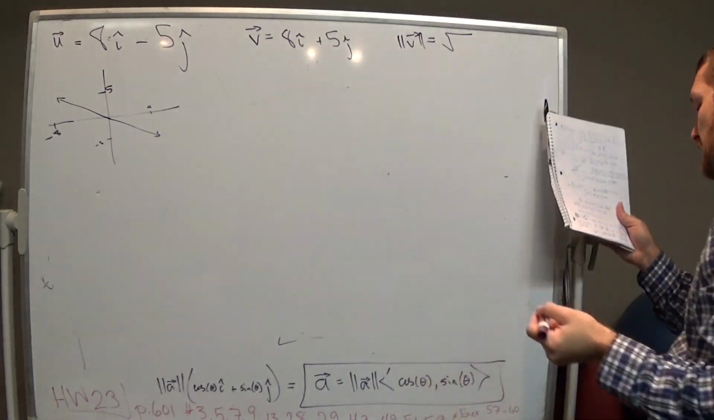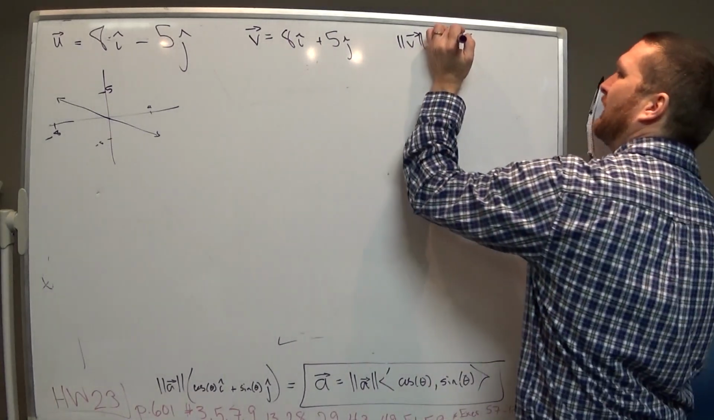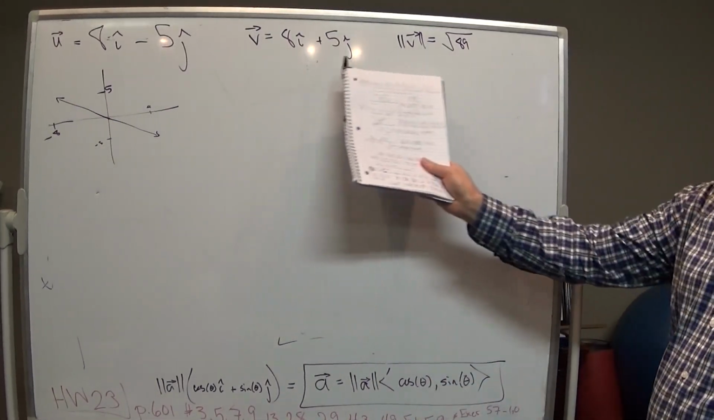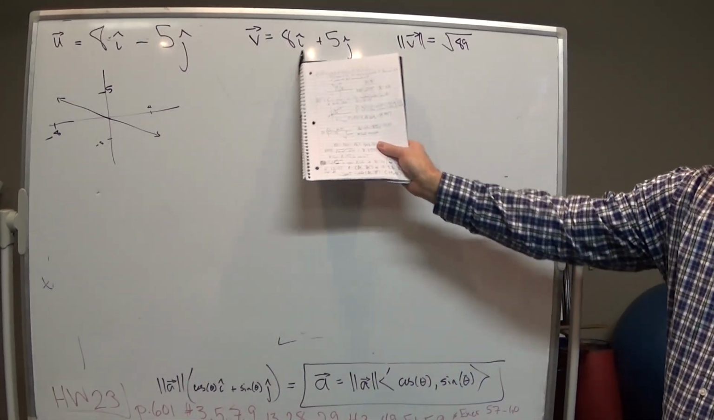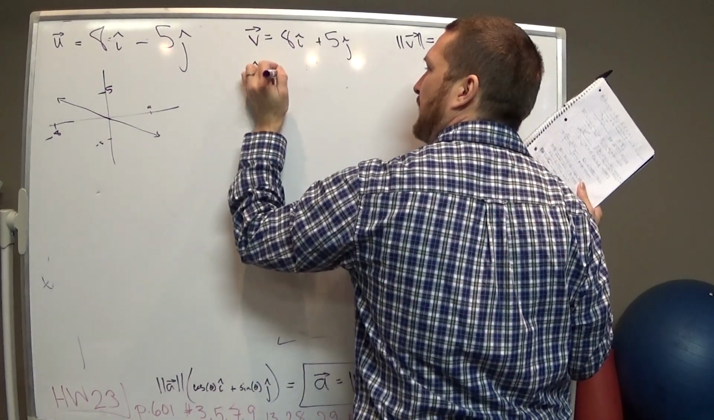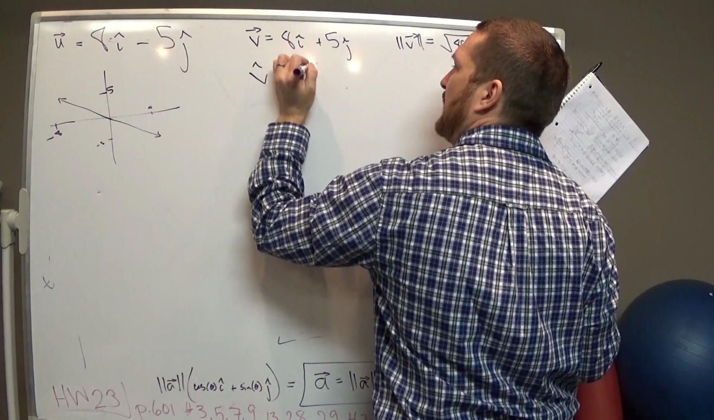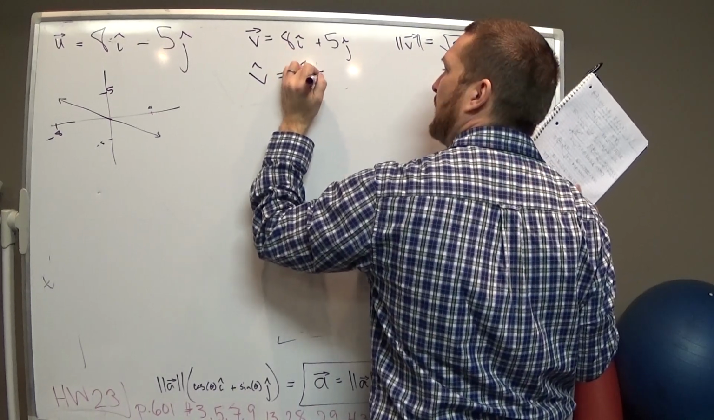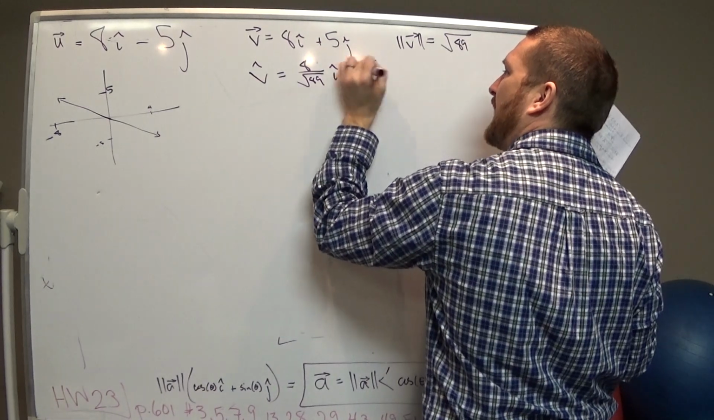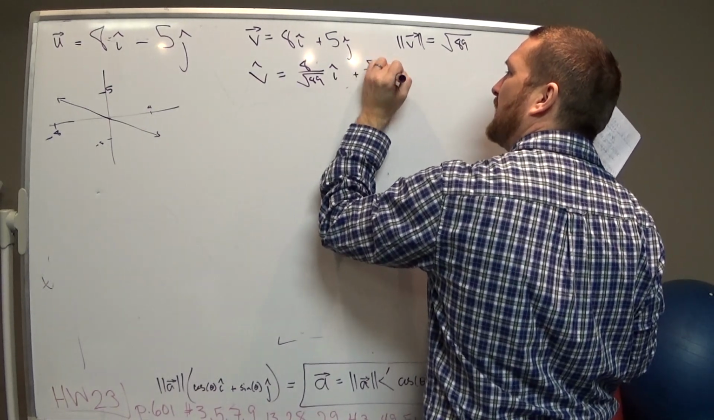I have 89. Yeah, that's what I got. All right, nice. How'd you just do that? Got it. Okay, so I just divide each one of these by it, right? And that should do it. And so I'm going to call it V hat. V hat is 8 over root 89 I hat plus 5 over root 89 J hat.